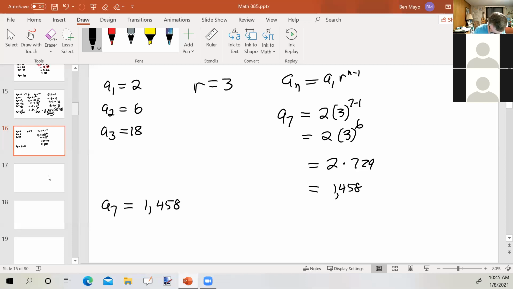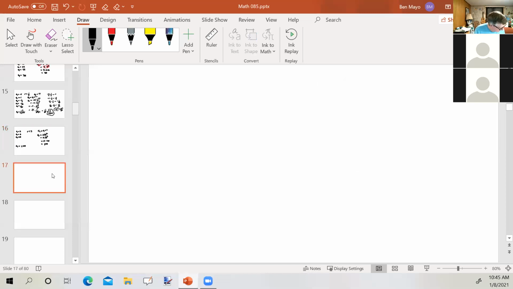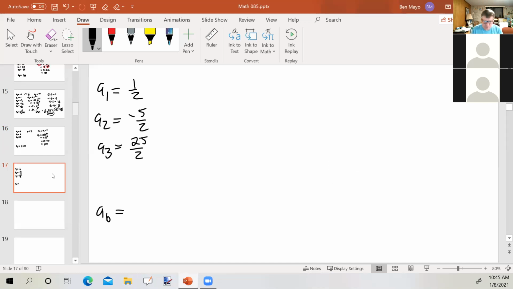I think we've got time for another one of those. The first 3 terms are 1/2, -5/2, and 25/2. Find the sixth term.